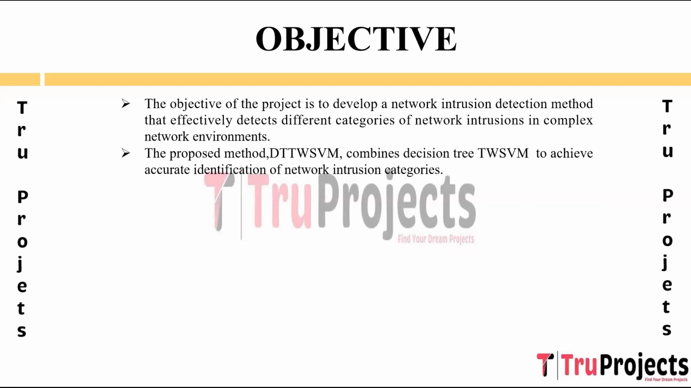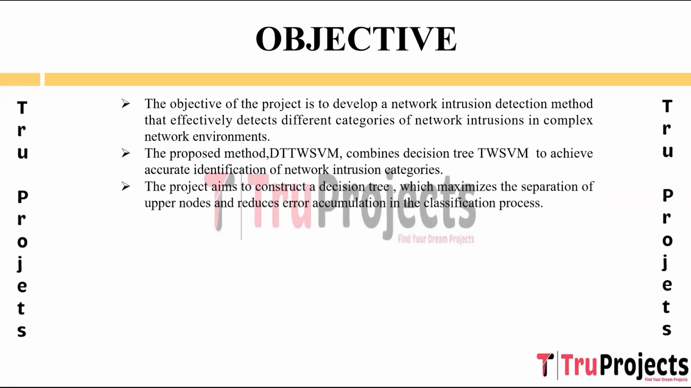The proposed method, DTTWSVM, Decision Tree Twin Support Vector Machine, is introduced as a solution to achieve precise identification of different network intrusion categories. This method combines decision tree principles with twin support vector machines (TWSVM) to leverage the strengths of both techniques in accurately classifying intrusions. The project aims to construct a decision tree within the DTTWSVM framework.